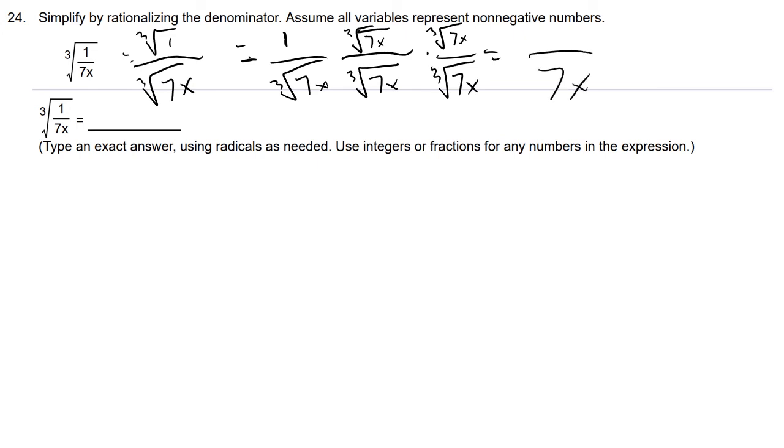On the top, we're going to put these pieces together. We're going to multiply the insides of the radical together, and we end up with the cube root of 49x squared, and we're going to leave it just like that.